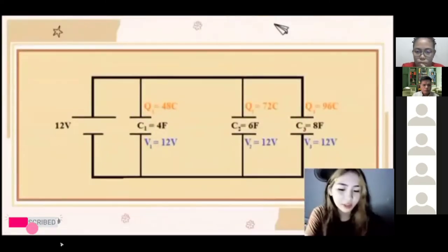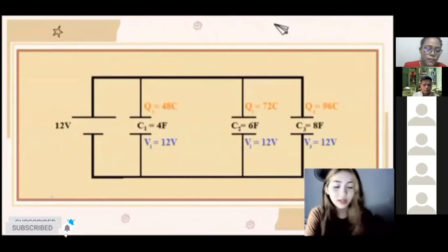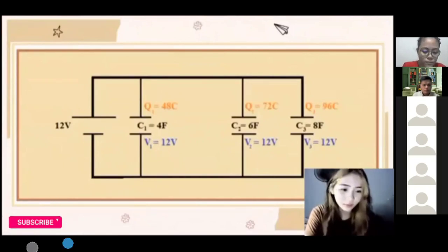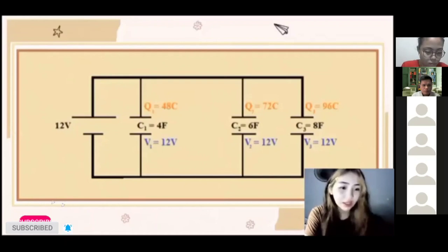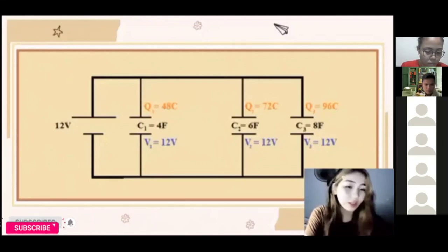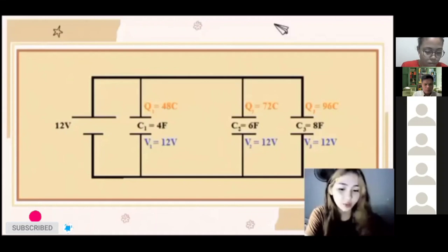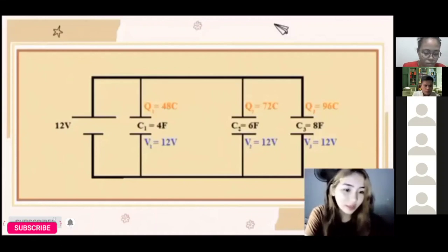Once the voltage and the charge in each capacitor is calculated, the circuit is solved. Yan. So, basically, nakuha na natin lahat ng hinahanap natin sa problem, which is yung total capacitance natin, yung nauna nating sinolve, and yung total charge natin, and voltage ng each capacitor. So, ilalagay lang natin siya, ilalabel lang natin. Ganyan.